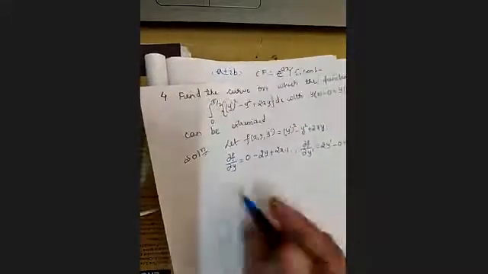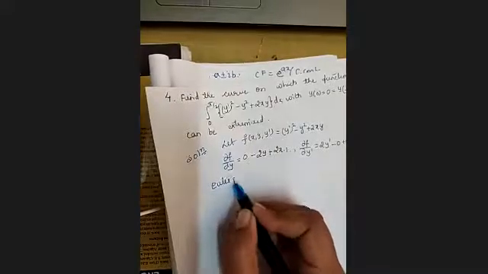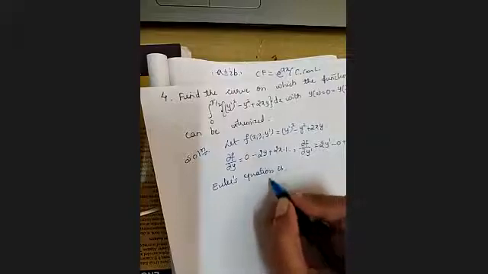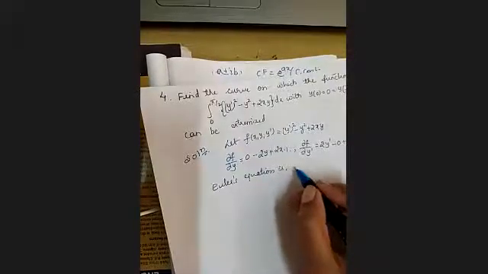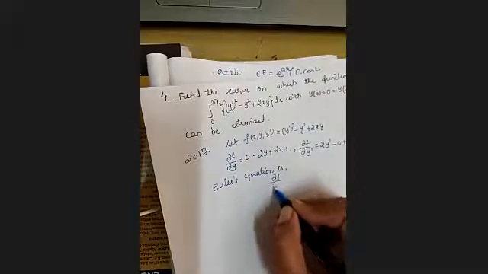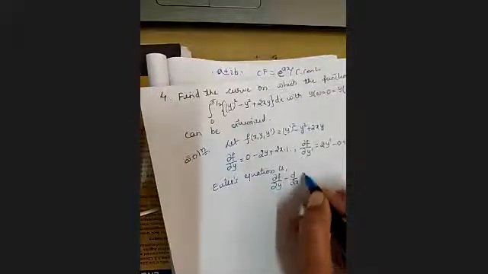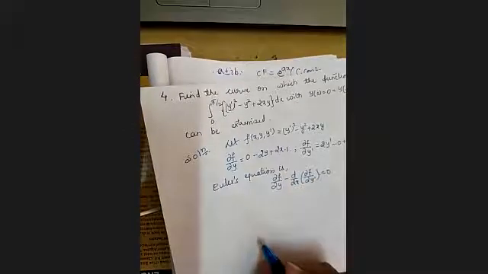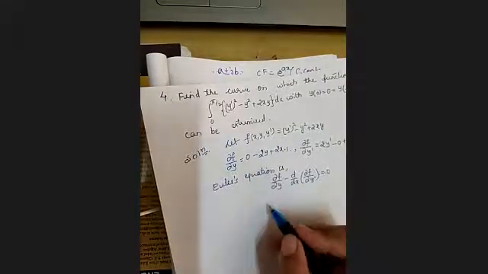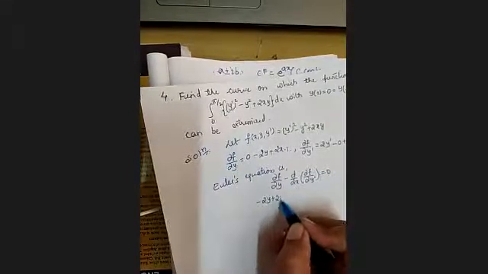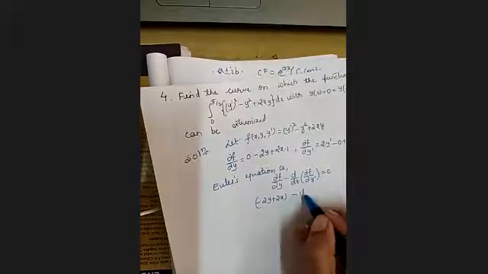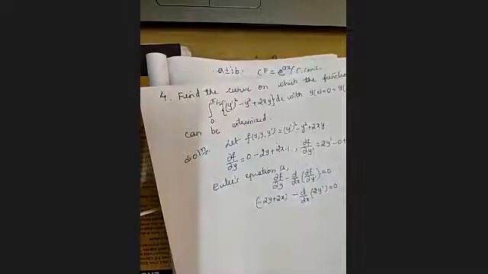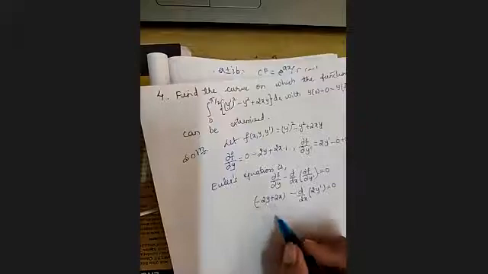What is Euler's equation? Standard form: dou f by dou y minus d by dx of dou f by dou y dash is equal to 0. Let us substitute. Dou f by dou y is minus 2y plus 2x, minus d by dx of 2y dash is equal to 0. No change here, right, as it is.